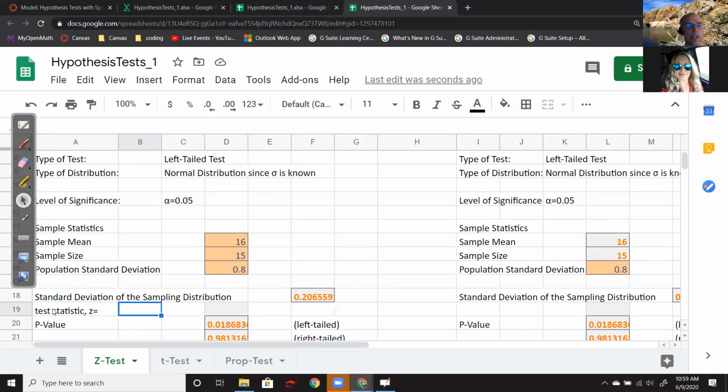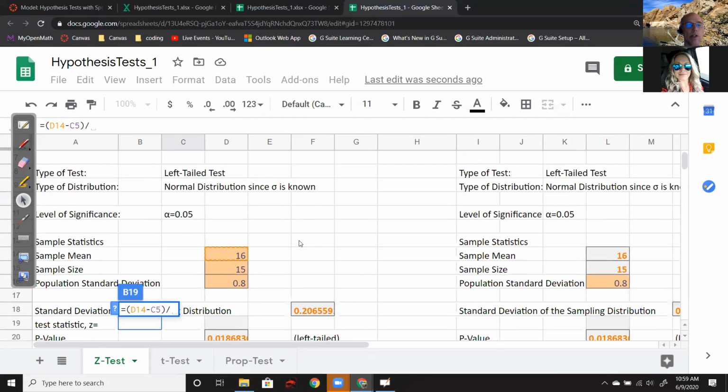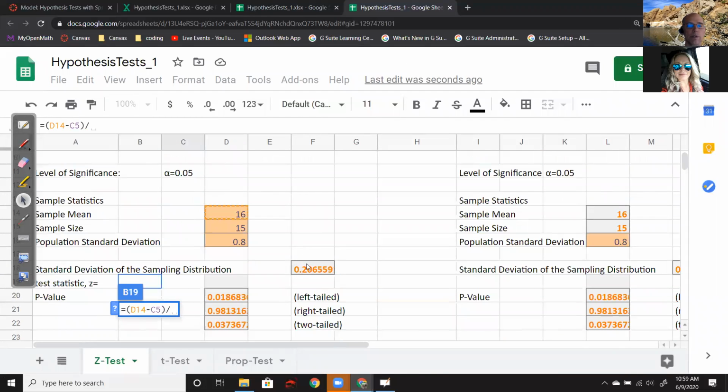And the calculation is always parentheses for the numerator. Take your sample mean and subtract the null hypothesis mean. Close that subtraction and then divide by the standard error, which is in row 18 here. So this gives me a z-score of -2-ish for the data that it started with.